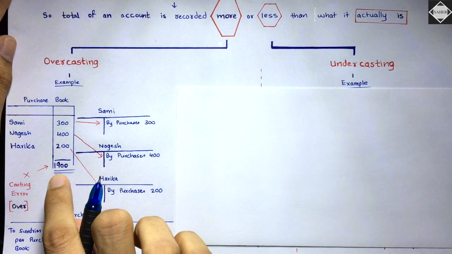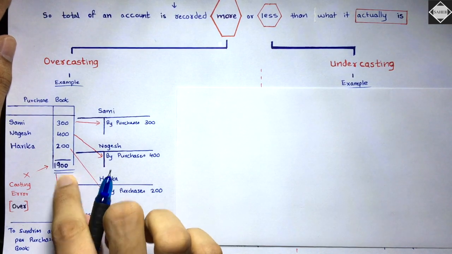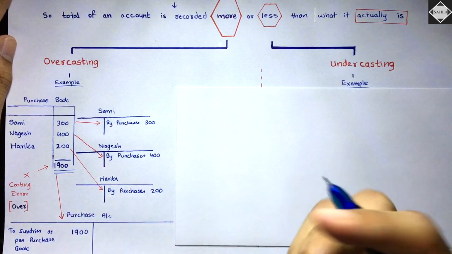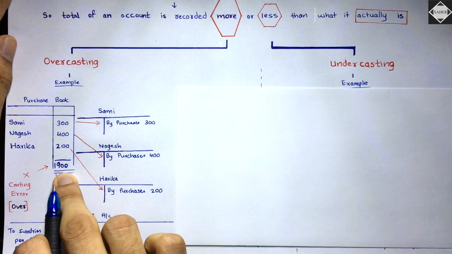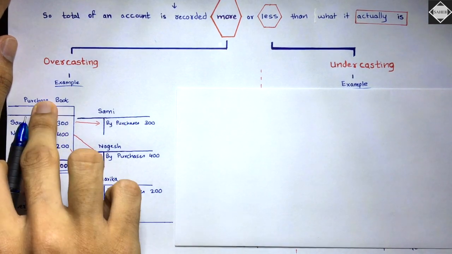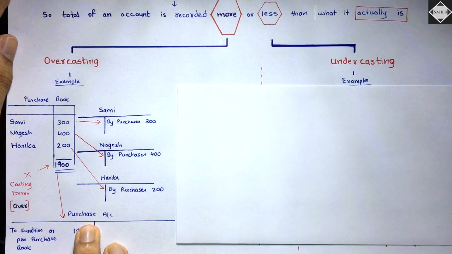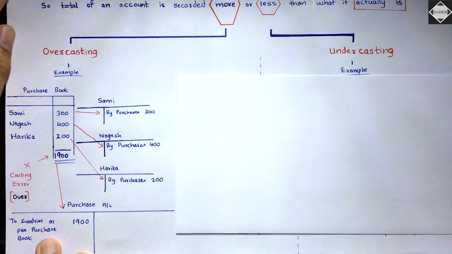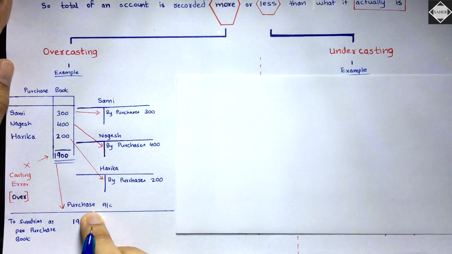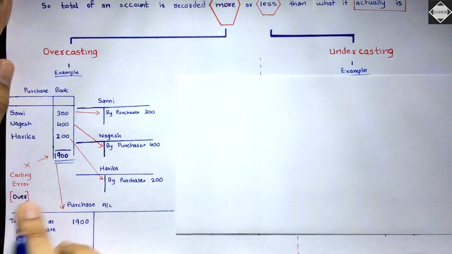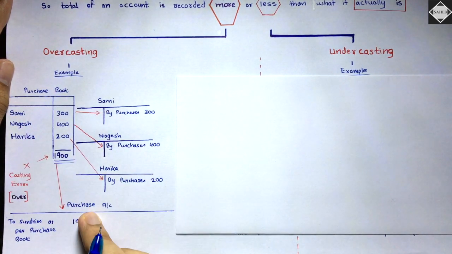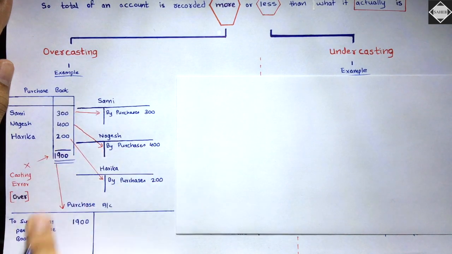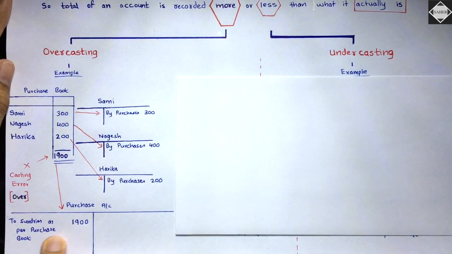The problem is only in the total. And where does the total go? Total goes to the purchase account, isn't it? Because this is the purchase book, so the total goes to the purchase account. See here, two sundries as per purchase book. The purchase account has a debit balance. It has increased because purchases happened. Purchase account has increased because of these purchases. Two sundries as per purchase book, 1900. This amount is wrong.